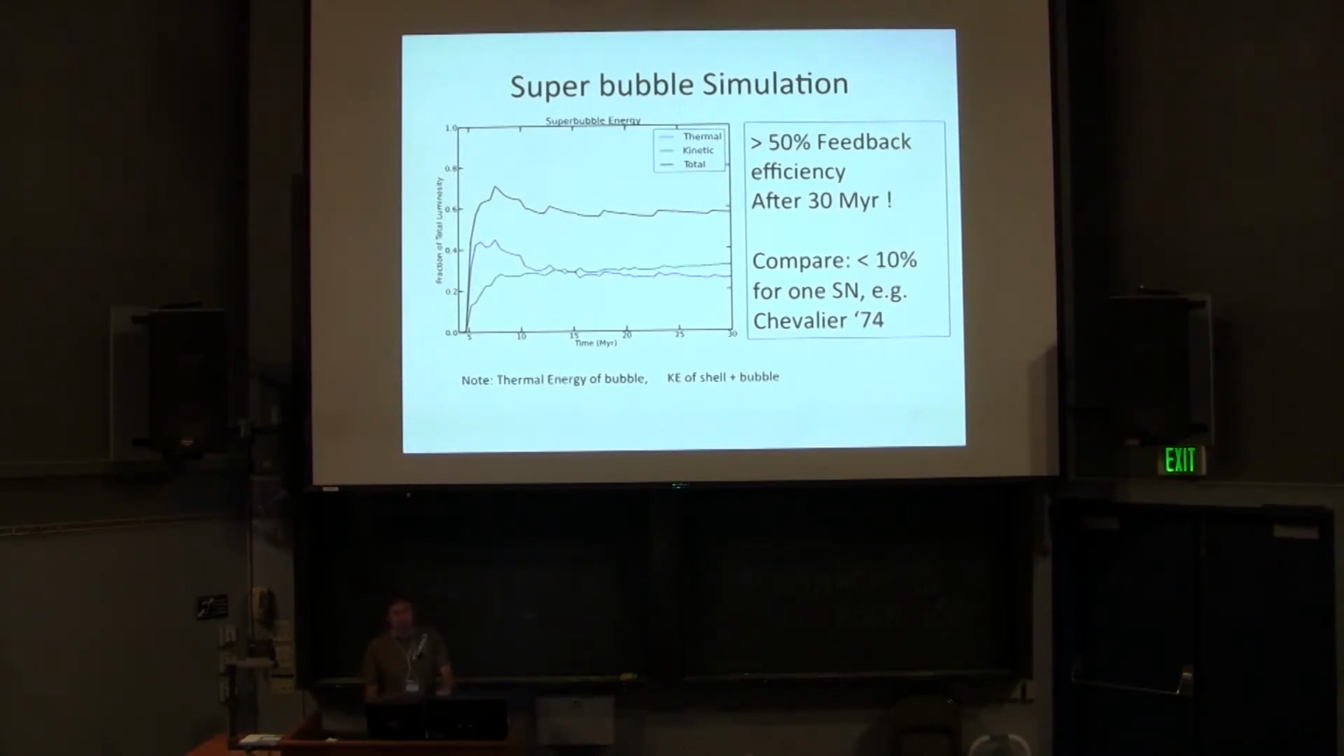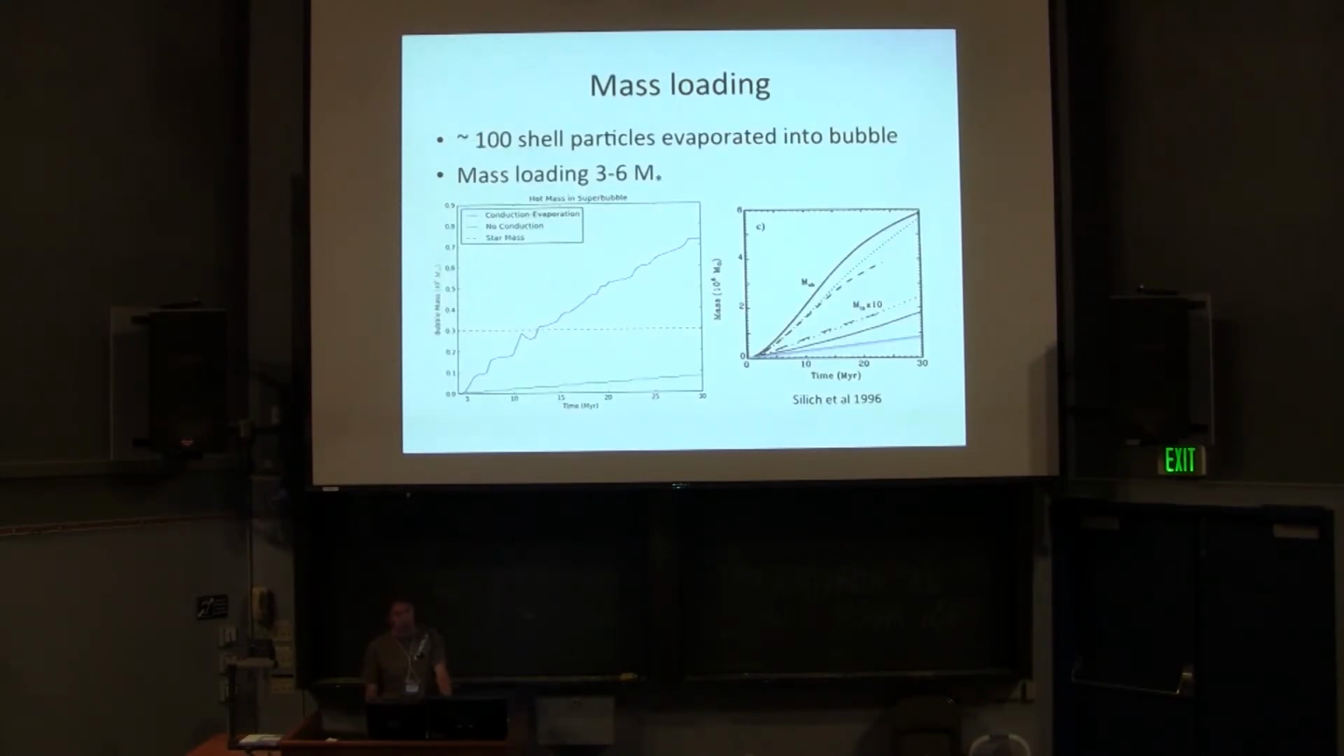in our model. Now this is just a toy model right now. We're in the process of transferring these to more galaxy type environments. And we can get mass loading straight out of this at the level of 3 to 6 times the initial mass of the star cluster that was driving things.